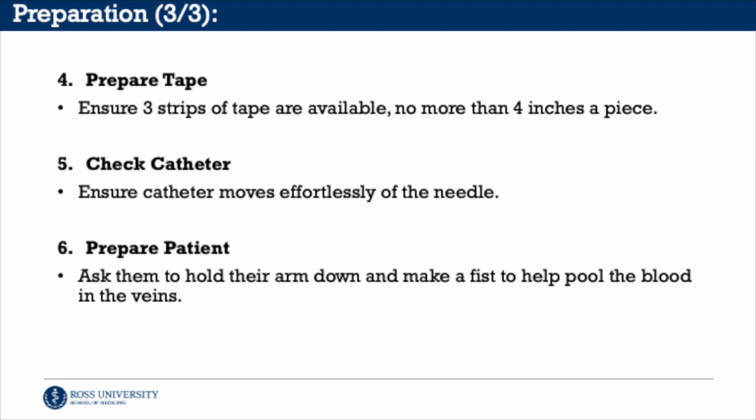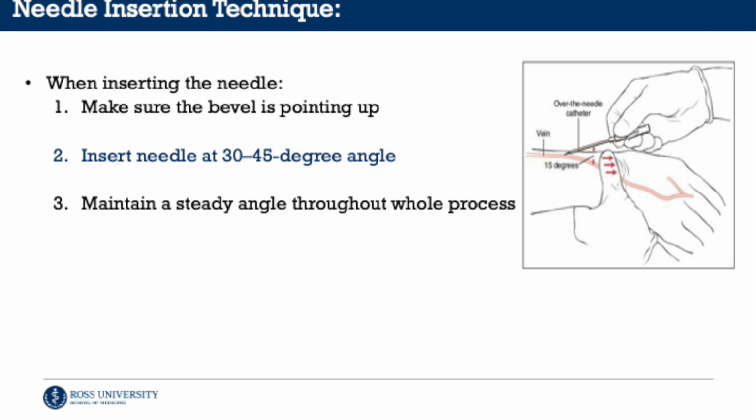Prepare your tape. Ensure that there are 3 strips of tape available, no more than 4 inches apiece. Check your catheter, ensuring that it moves effortlessly off the needle. Prepare the patient by asking them to hold their arm down and to make a fist to help the blood pool in the veins. Now for your needle insertion technique.